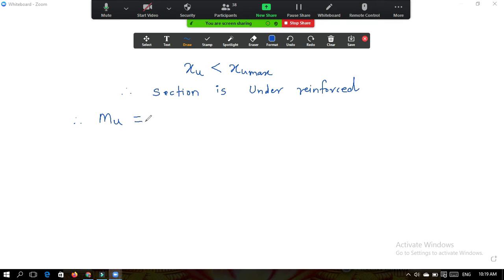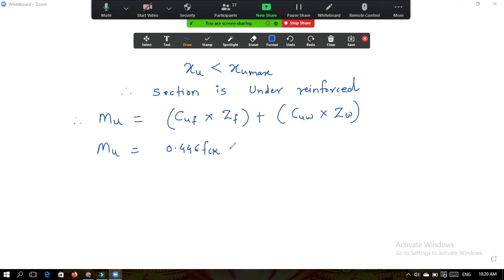Now mu is equal to, what is the formula? mu is equal to CUF into ZF, that is for the flange, plus CUW into ZW. What is CUF now? It is 0.446 fck into (bf minus bw).